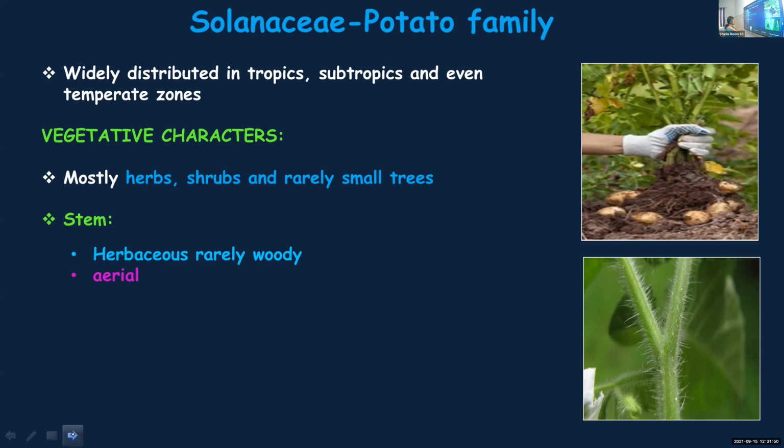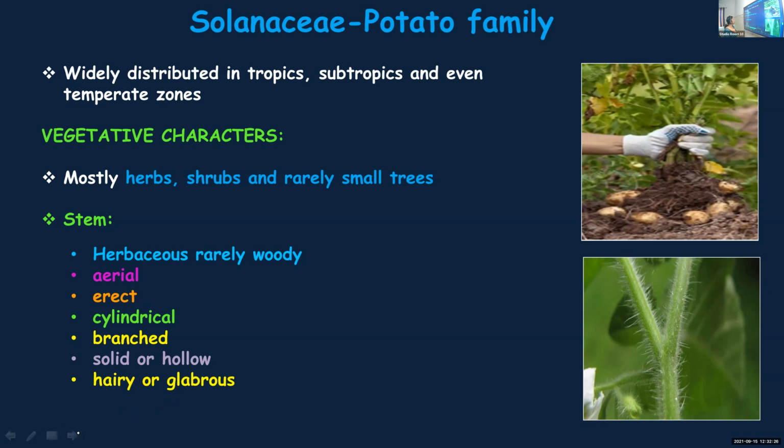Aerial: stem is above the soil, because we have learned about underground stems also. Exceptional cases are there, as in the case of potato, which has an underground stem, but generally it is aerial, above the soil, erect, cylindrical in shape. The stem is branched, solid or hollow. You know the difference: if the stem is empty inside, then it is hollow. Both types can be seen. It can be either solid or hollow.